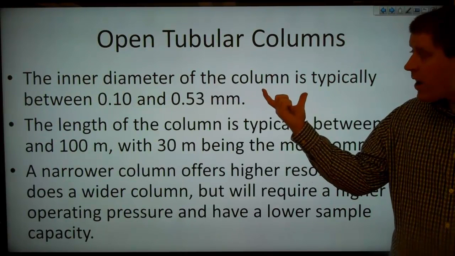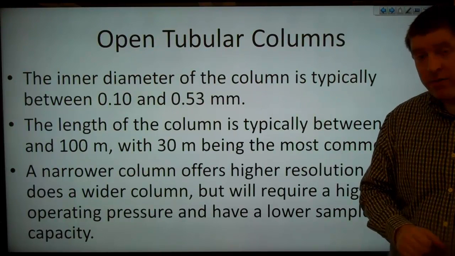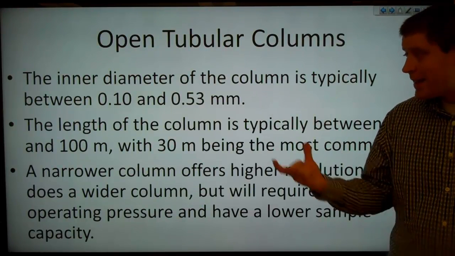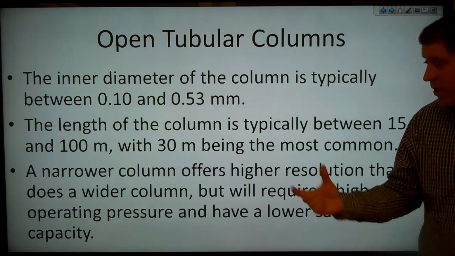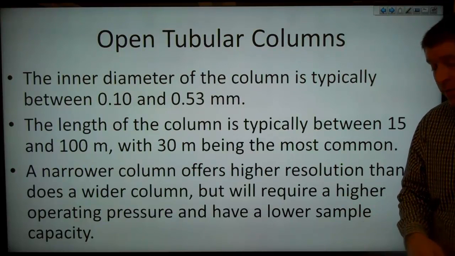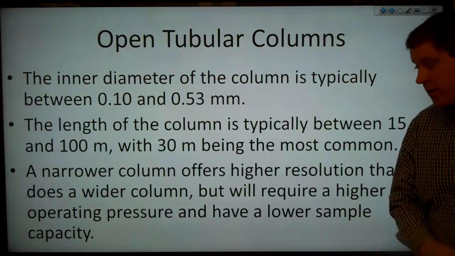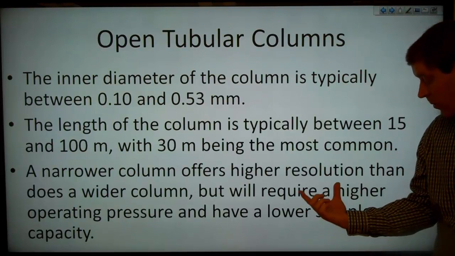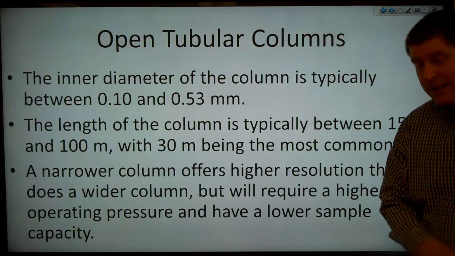So the inner diameter of our column is typically between 0.10 and 0.53 millimeters. The length of the column is usually between 15 and 100 meters, with 30 meters being the most common. And a narrower column offers higher resolution than a wider column, but will require a higher operating pressure and have a lower sample capacity.